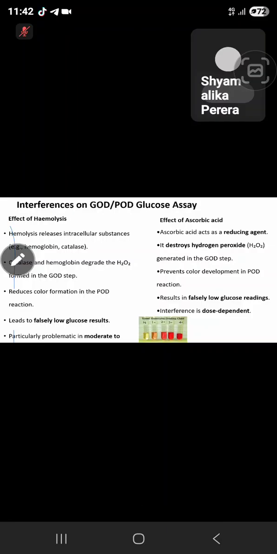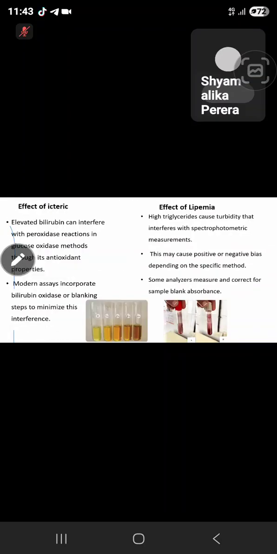in the oxidase-peroxidase assay. At the same time, ascorbic acid does the same thing. It's a strong reducing agent, and it can destroy the hydrogen peroxide into molecular water and oxygen. So there won't be any free radicals in the samples to react, and there won't be any color production. So that's why if the sample is contaminated with ascorbic acid, you will get a low glucose reading, and the amount of interference depends on the amount of ascorbic acid in your blood.